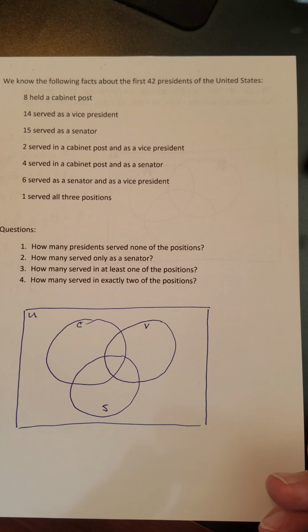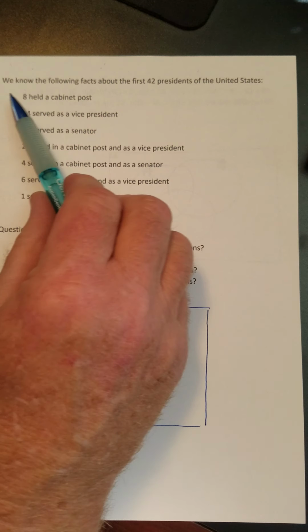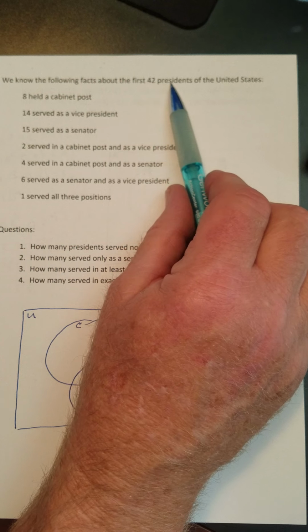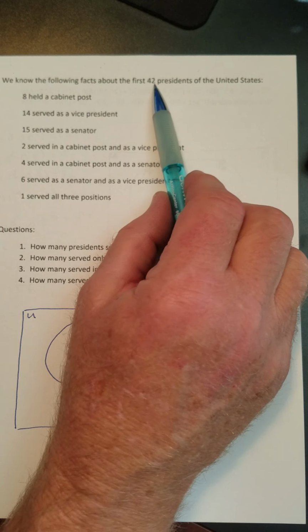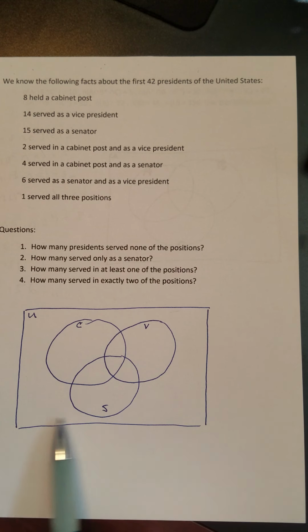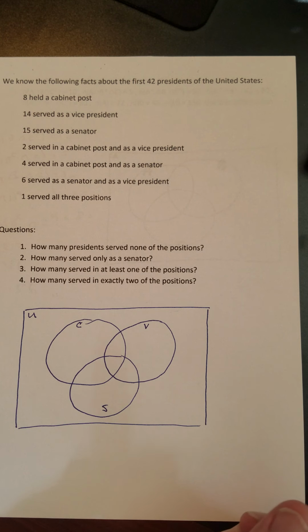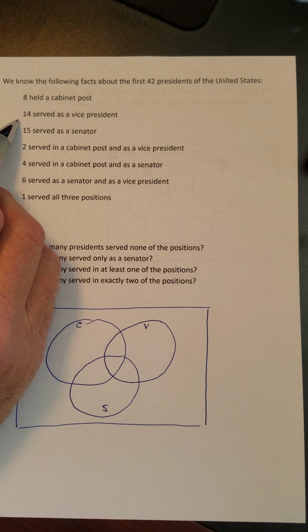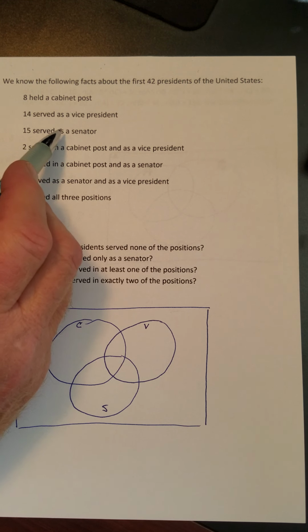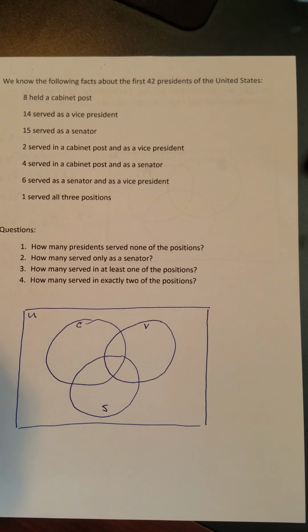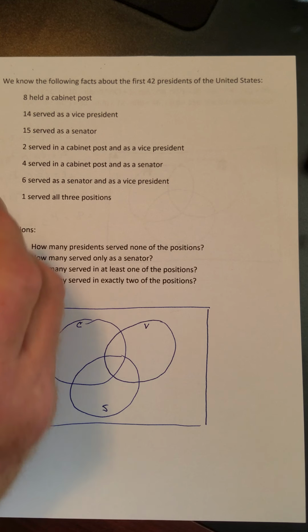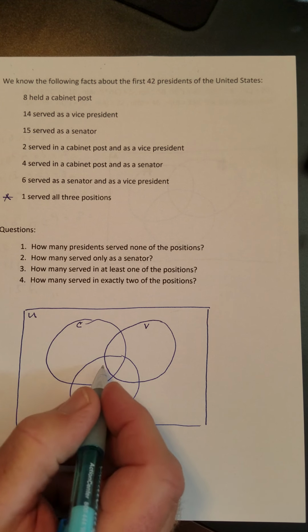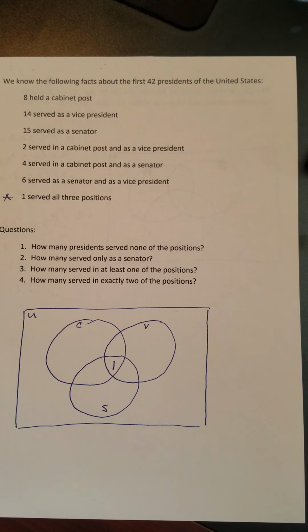Okay, here's example 8. We know the following facts about the first 42 presidents of the United States. That 42 tells you inside all of this is going to be 42 numbers altogether. 8 held a cabinet post. 14 was vice president. 15 was a senator. And then I got 2, 4, 6. I'll give you a clue. We're going to start down in here because that number starts in the middle. We always start in the middle and work out.